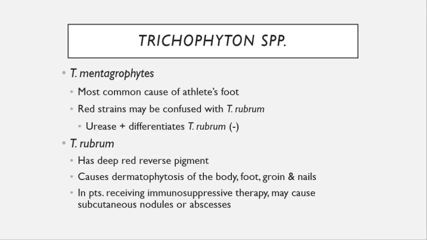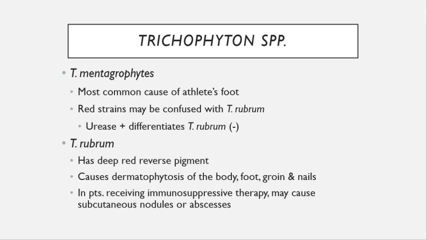Trichophyton is the last genus we're going to discuss in this portion of the lecture. In lab, it's sometimes necessary to differentiate between the two species T. mentagrophytes and T. rubrum. T. mentagrophytes is the most common cause of athlete's foot, and the red strains may be confused with T. rubrum. You can use urease to differentiate between them. T. rubrum is going to be negative, whereas T. mentagrophytes is going to be positive with urease.